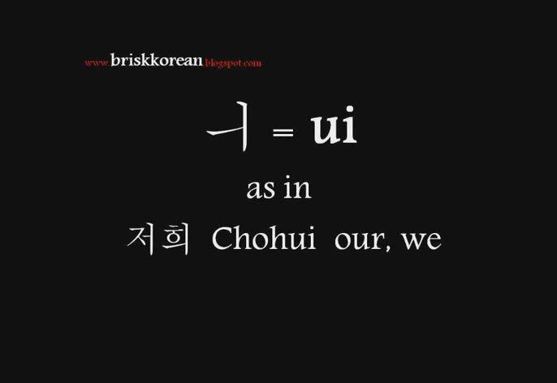For example, we have cho hui. This is a humble form of saying I or we. Cho hui.